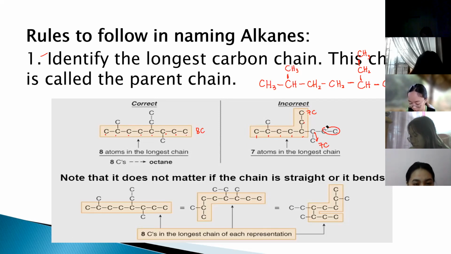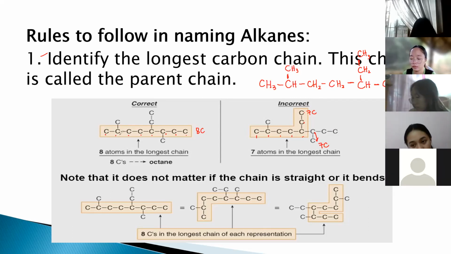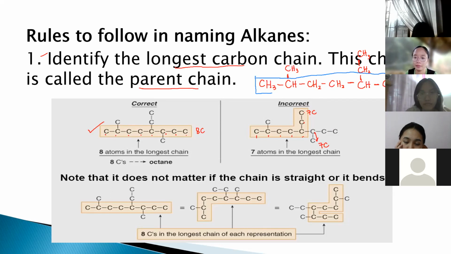Ang sinasabing longest chain, dapat diretso-diretso yung counting mo. So among the different ways to count, syempre yung pinakamarami is this one, kasi 8 carbon siya. So anong tawag natin sa kanya? Longest carbon chain or the so-called parent chain. So ito yung parent chain. Sa condensed formula natin, ito siya, the straight one. Straight of drawing. So that's the parent chain or the longest carbon chain.